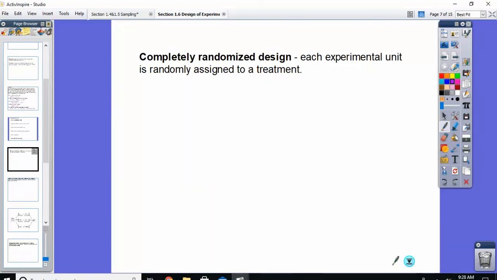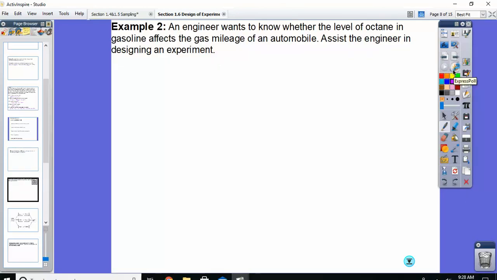Okay, so we've talked about or defined two types of experiments, single and double blind. The third type of experiment that we could have is completely randomized. So each person is just randomly assigned a treatment. I use a random number generator. I have treatments 1, 2, or 3, and for each person I randomly generate a 1, 2, or 3. I randomly pick which treatment they get. So let's look at an example.